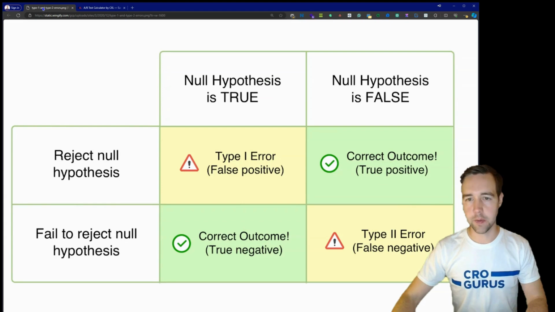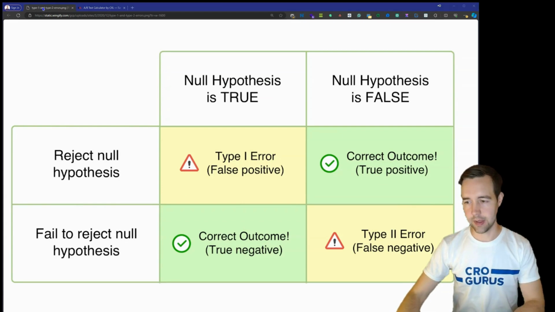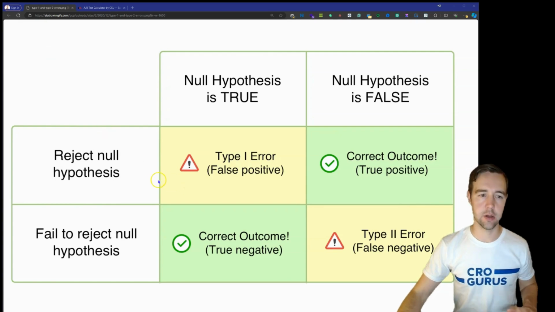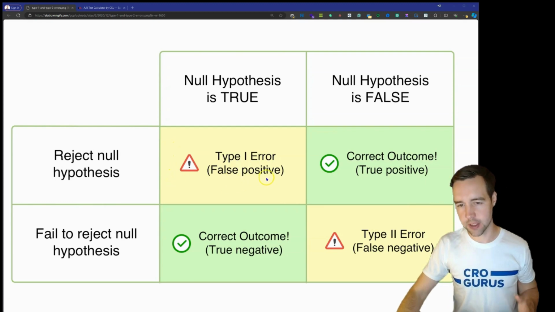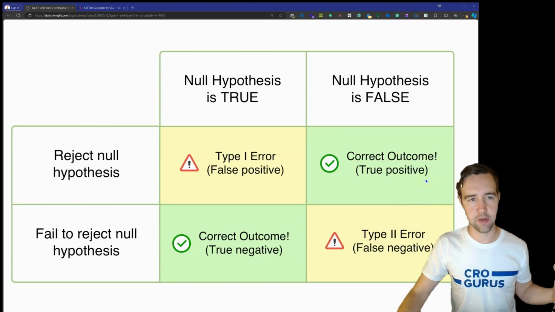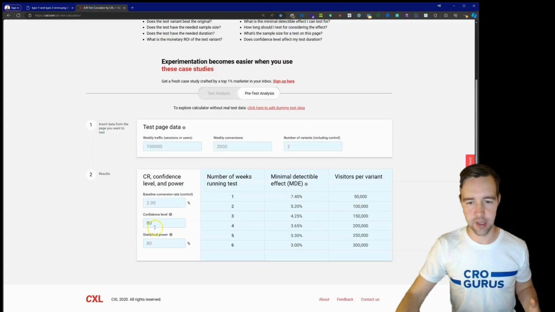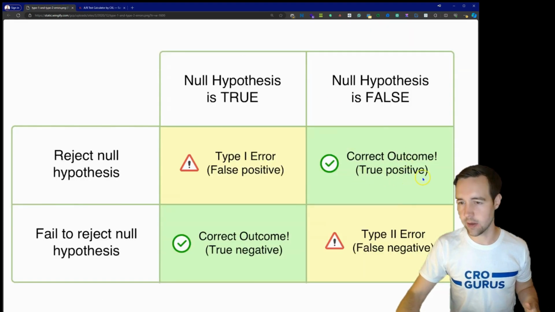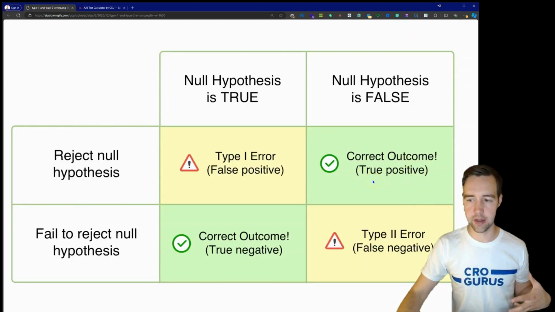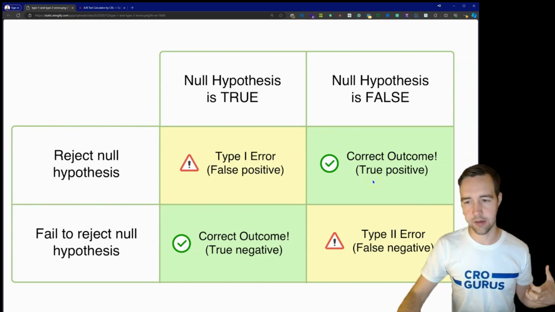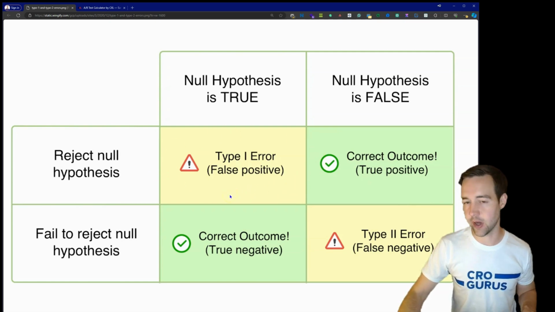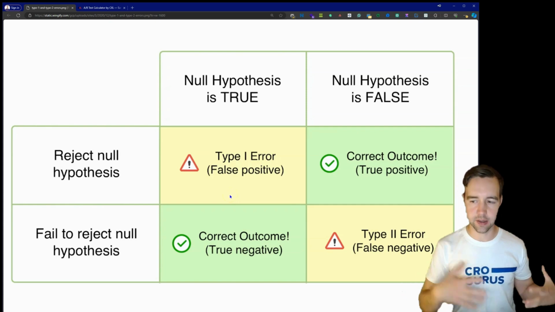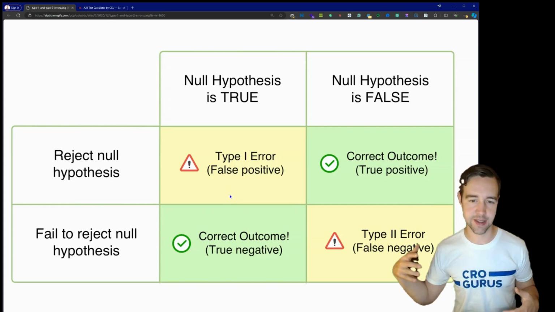Now, what we will have then is a perceived winner. So here we have these two outcomes where we are either dealing with a false positive or a true positive. And according to statistics, if we run the test correctly, in 80% of the cases we would have what's called a true positive. So we are correct about this variant being the better option. However, 20% of the time, we are going to have what's called a type 1 error or a false positive. So we think that this variant is better, but it's actually not.